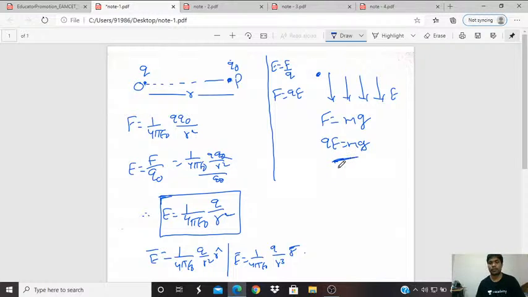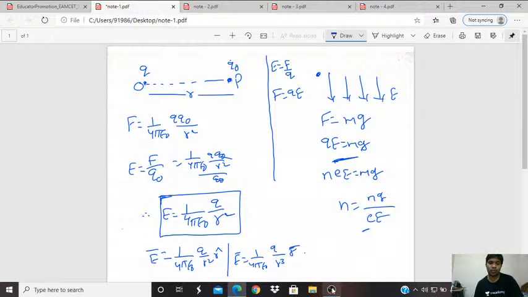qE equal to mg. Suppose the charged particle carries a number of electrons in a conductor, then we can take Q as n into e. So n into e into E equal to mg, so the value of n is mg by eE.